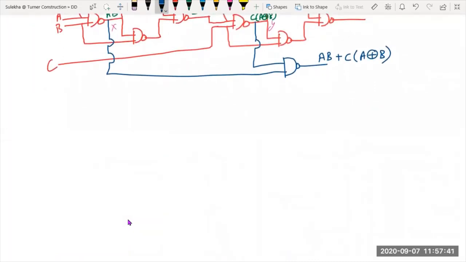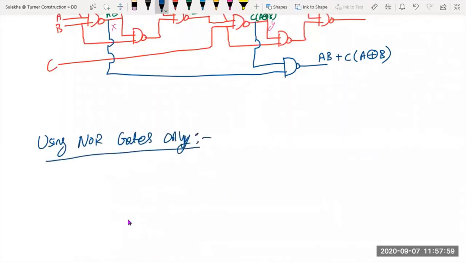Now the second thing is I need to design using NOR gates only. If I want to design this full adder circuit using NOR gate only, I need to follow the same steps, whatever I have followed for NAND gate implementation.